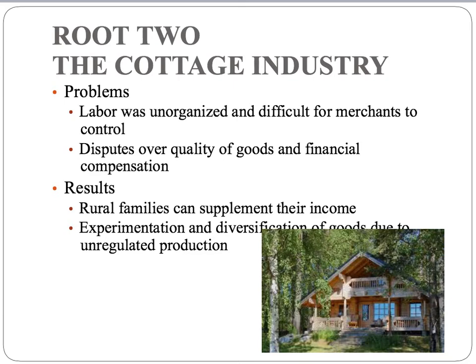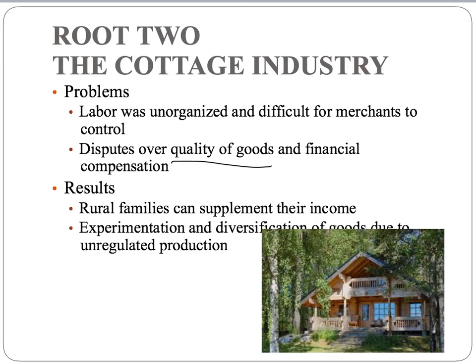And then the quality of goods. Say someone out there, you know who you are, you're listening, you're like, hey, I make a really good scarf, but then my jerk neighbor, he makes a terrible scarf. And the merchant just cannot control every aspect, okay? And you also have financial compensation. Someone took 2 weeks to make something, someone took 3, do you pay them the same? All these really problematic things.